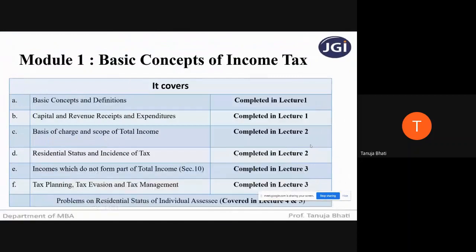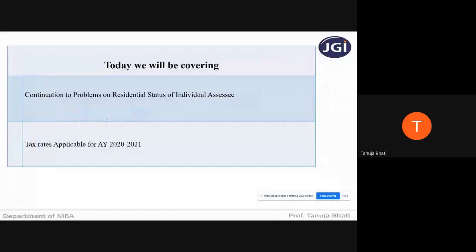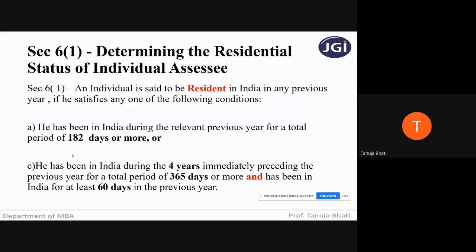Okay, so in today's lecture, as you already know, module 1 comprises all these elements which we have already covered, and today we will be ending module 1. Today we will be covering some more problems on residential status of an individual assessee. And for your particular year, we will see what the tax rates applicable are, because whenever you get sums on determining the tax payable by an assessee, you need to know what the tax rates applicable are. So we will also be seeing that in today's module.